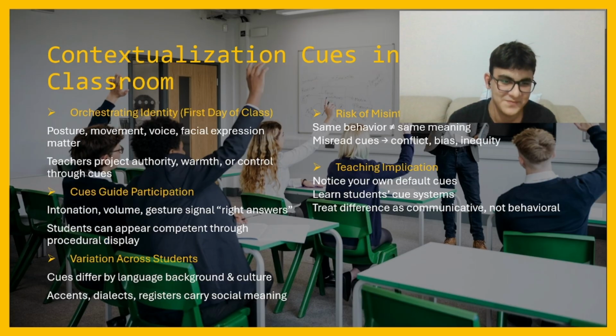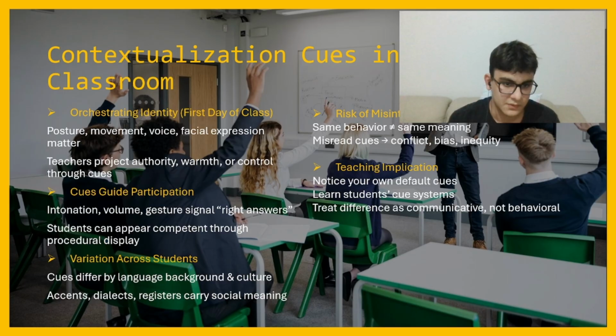Next, we have cues that guide participation. These are intonation, volume, gesture, signals, right answers, giving them, like, not directly giving them, but giving small cues about these, and so on. Students can appear competent through these procedural displays.